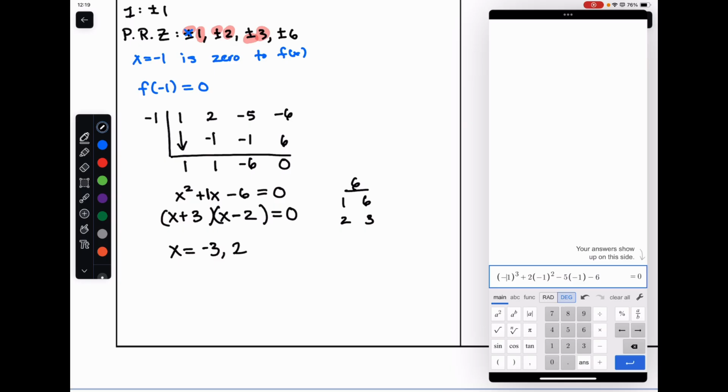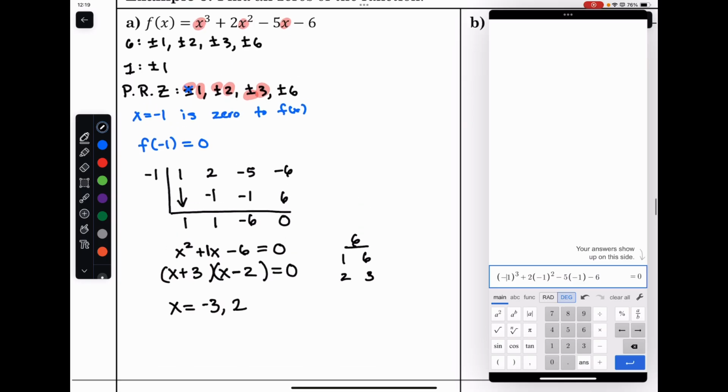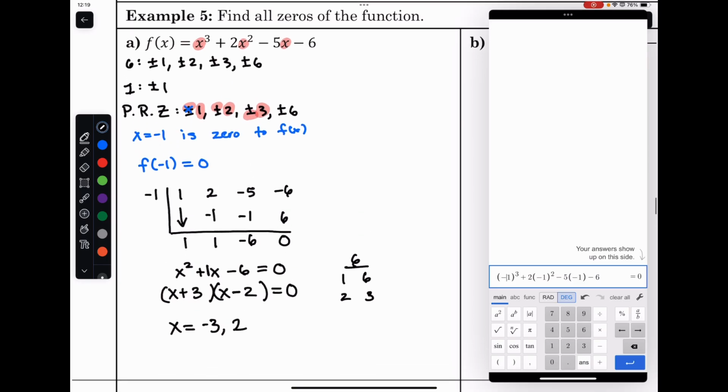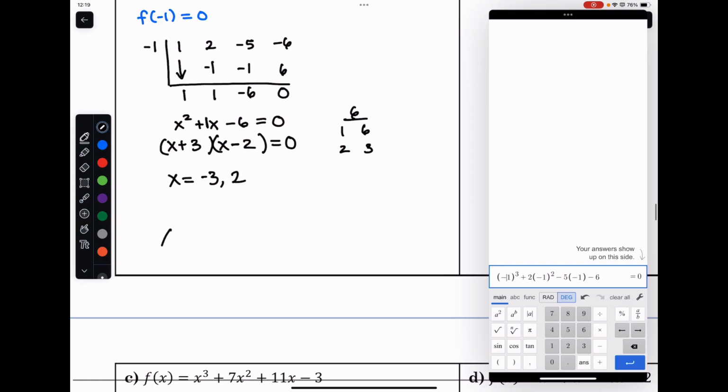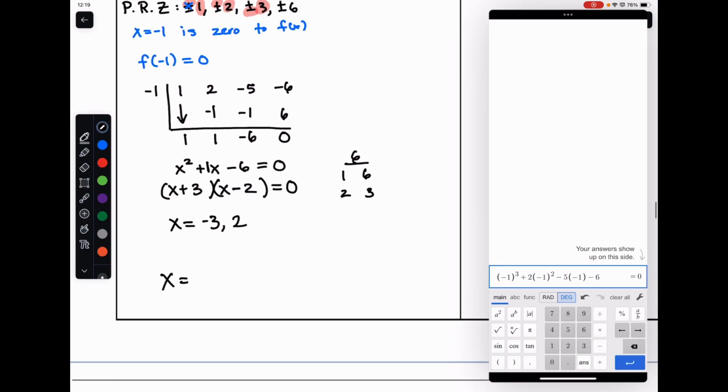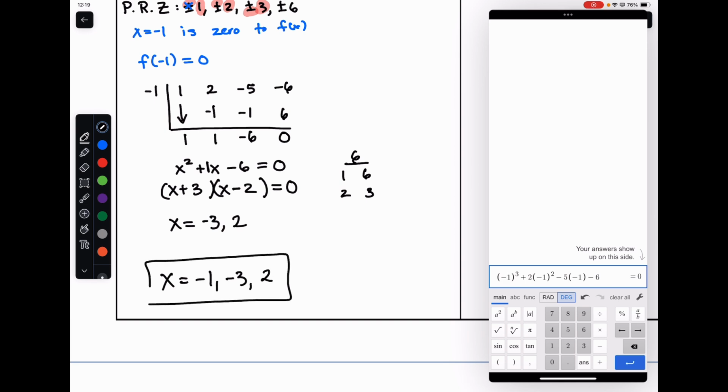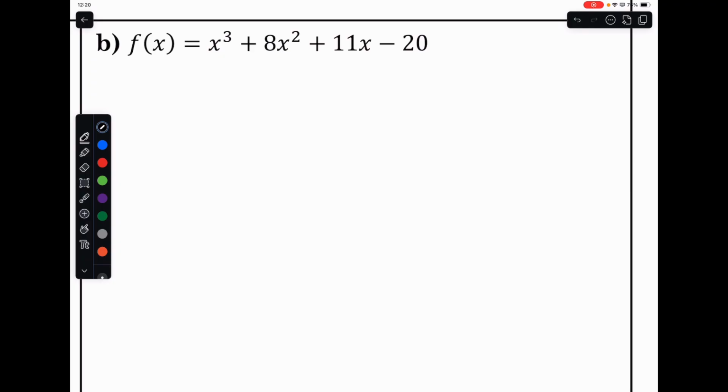So when I put all this together, what are all the zeros to this function? All the places that the graph is going to cross the x-axis will be at negative 1, at negative 3, and at positive 2. So there are your zeros. How cool is that? All right, let's move on to the next example that I have here.